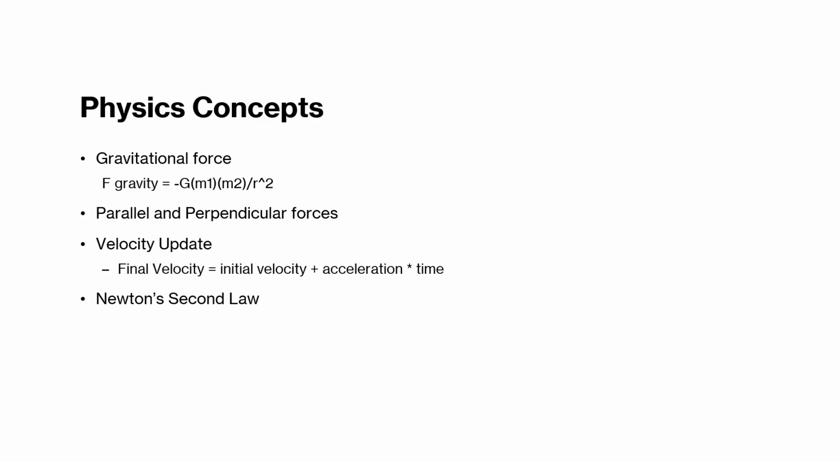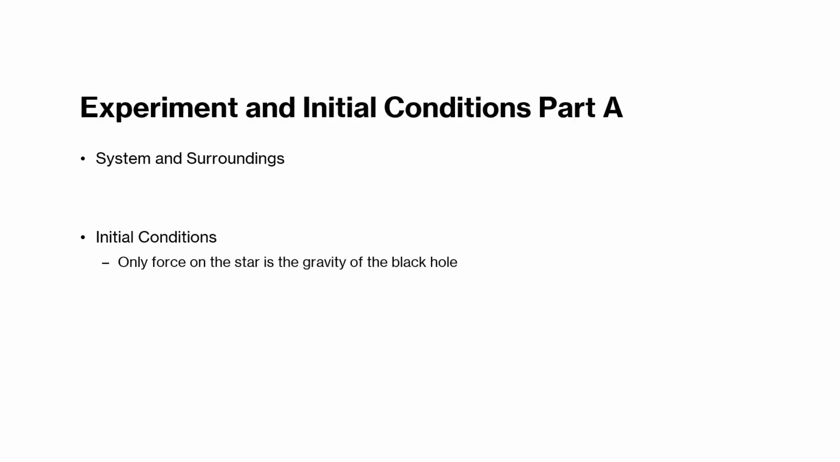Velocity update. Our final velocity is equal to initial velocity plus acceleration times time. This will relate our force to our position and situation in general. Then Newton's second law: momentum is equal to mass times velocity. We'll use this later when calculating forces.